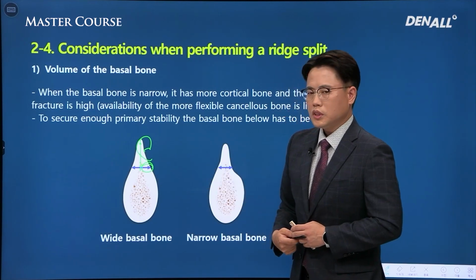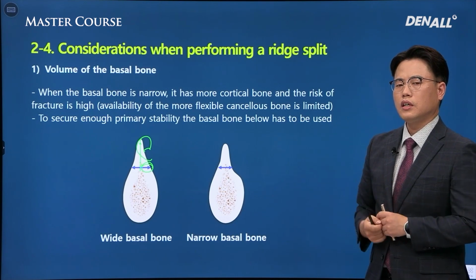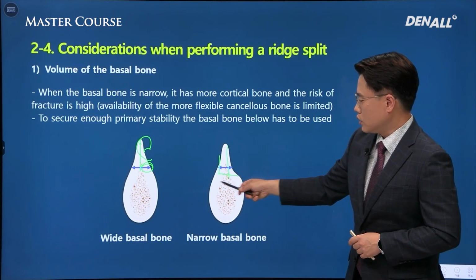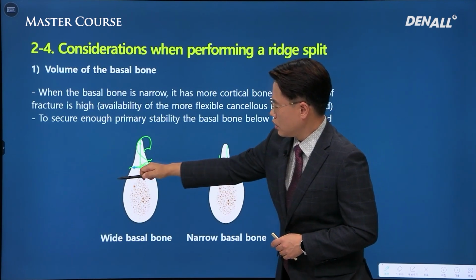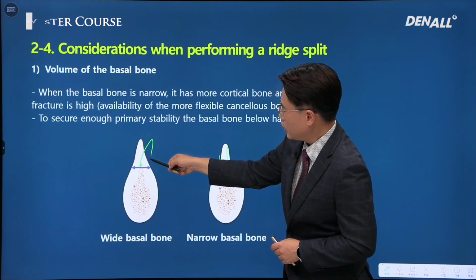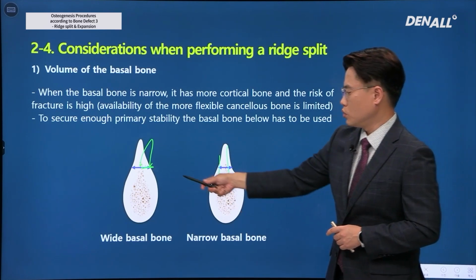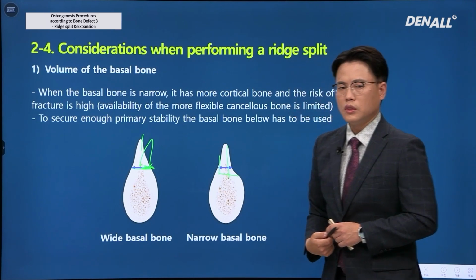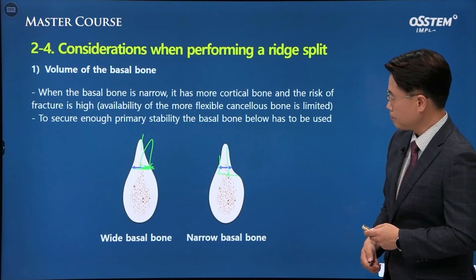If you look at the base of the ridge, this is where bending occurs. Because it has to bend, rather than having narrow basal bone, if the basal bone is wide, then it can have more resistance against a fracture when it is bent. A base that is a little wider is less likely to fracture when bent. In other words, the basal bone should be wide and the top part of the ridge should be narrow.